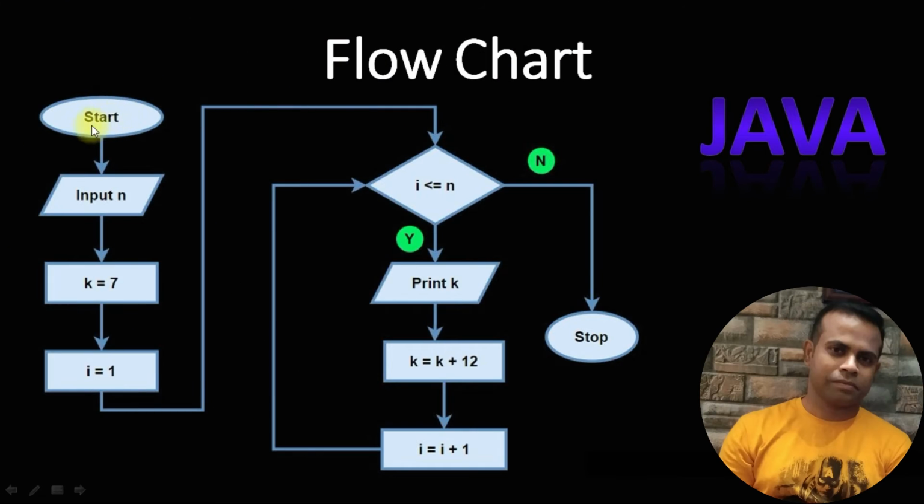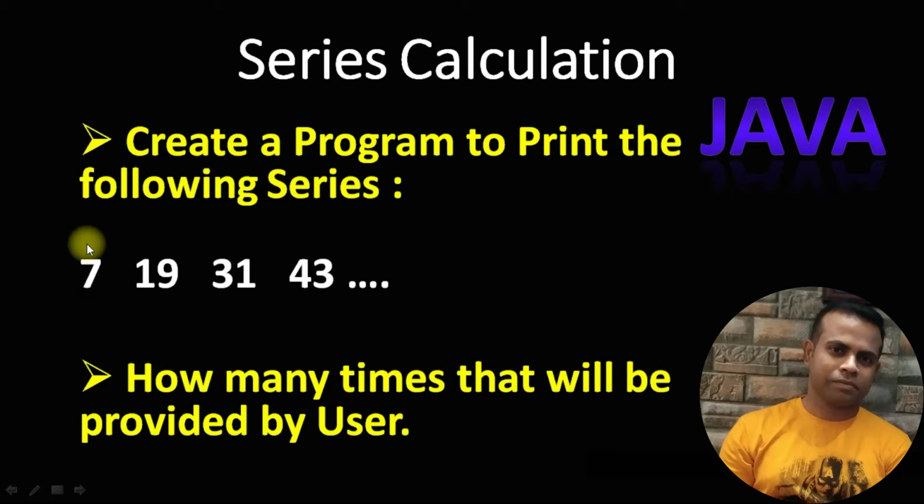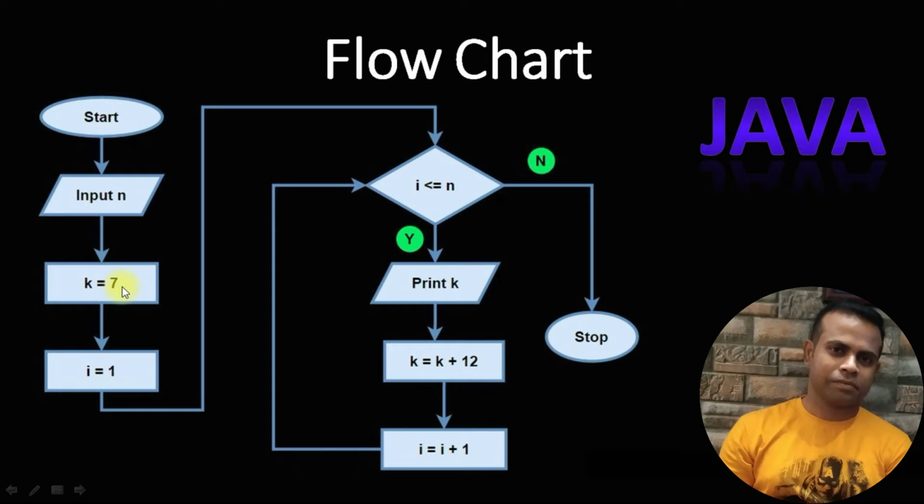Now in this flow you can see my program starts here, then there is an input variable n where we collect how many numbers we have to print in this series. Then we have created a variable k whose initial value is 7. Why 7? Because the first time we have to print 7. That's why the first value is initialized under variable k. Then i with 1, and then we have to create a for loop because we know the number of iterations in advance, which will be inputted by the user.